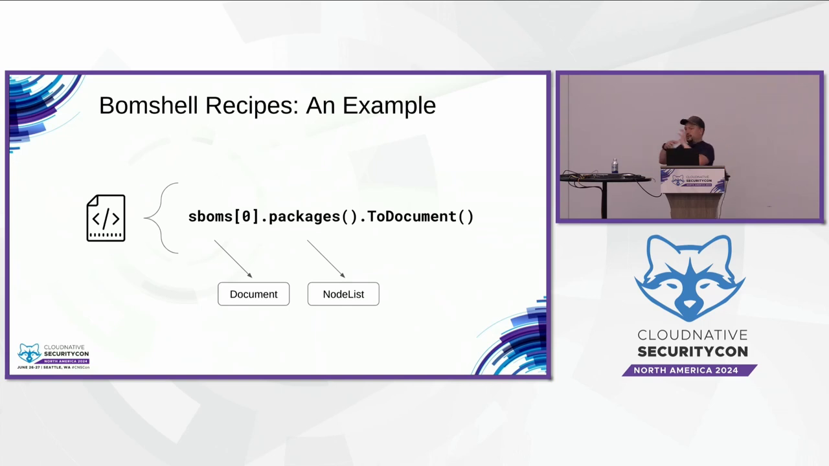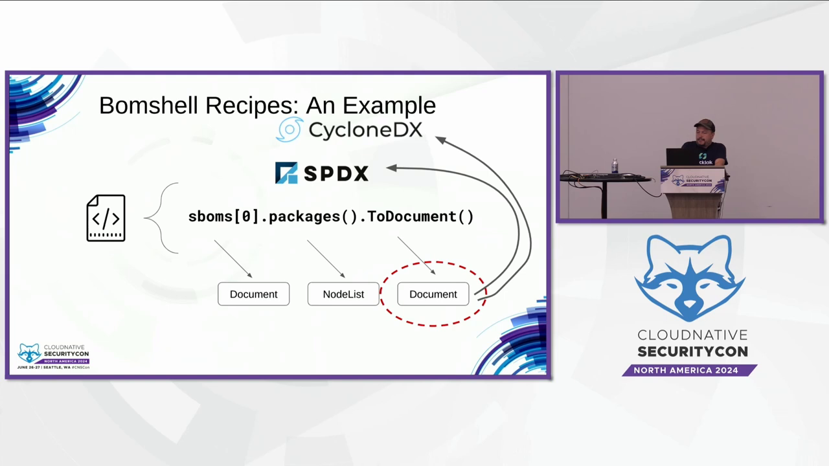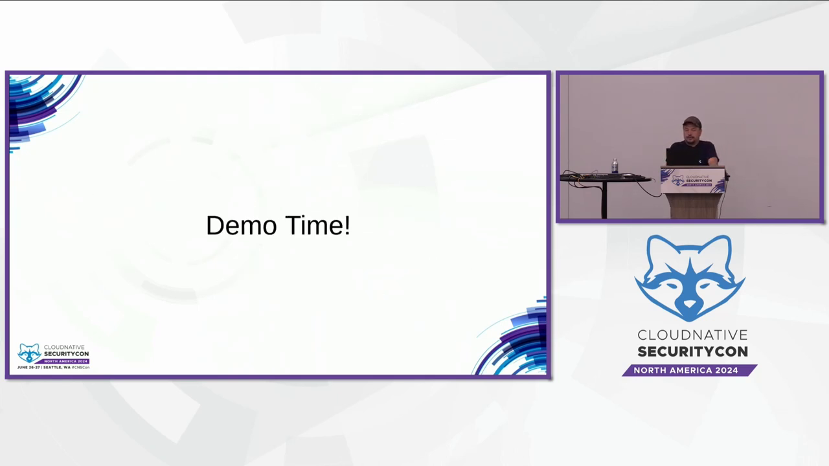And there are certain operations that you can do with each of those result types. With a node list, you can convert it using the toDocument function to a document. So if I were to write this in a file and execute it using Bomshell and feed it an SBOM, it will get loaded as the first SBOM, get all of the packages, and return an SBOM with only those packages. We're going to see an example in a little bit. When you have a document as an output, you obviously can choose any of the formats that Protobom supports and write the SBOM in that format. So that's basically the core of it.